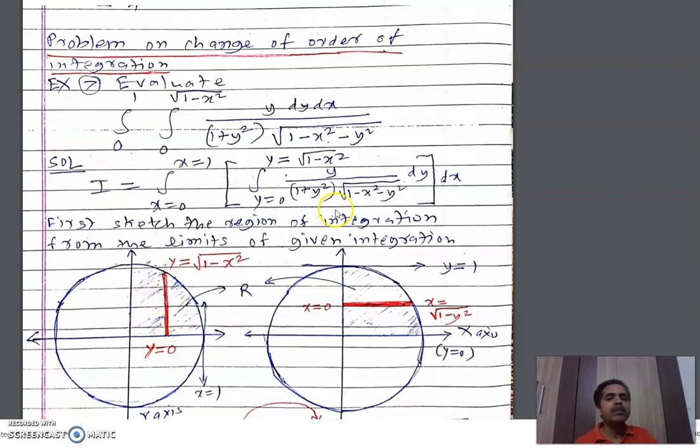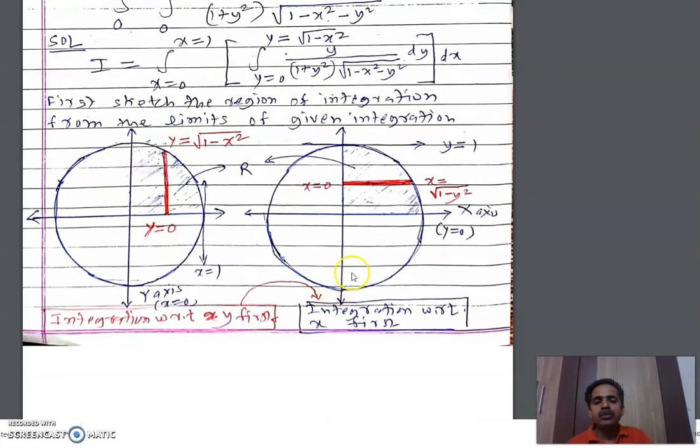But as I explained, we need to change the order of integration. At present we have integration with respect to y first. Now we have to integrate with respect to x first. That means we have to consider a horizontal strip in the same region. So this is the region, the positive area bounded by the circle in the positive quadrant, and this is also the same area bounded by the circle in the positive quadrant.